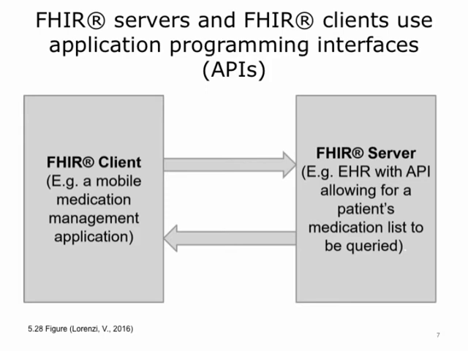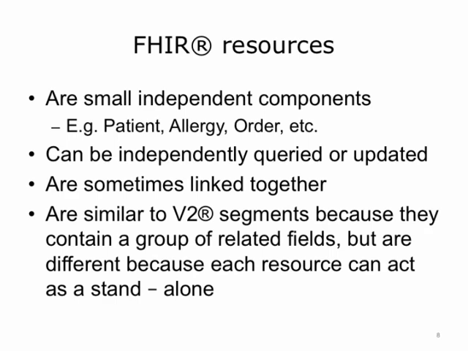it interfaces with. A fundamental concept of FHIR is that the information exchanged is communicated in small, independent components called resources. Some examples of resources are patient, allergy, and order. So in V2, the information was in segments, whereas in FHIR, the information is in what is called resources. Resources can be independently queried or updated. Sometimes resources are linked together, which could be preferable because you have the context and associations for the information.